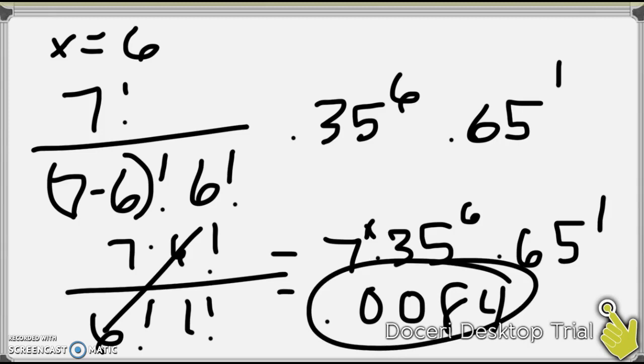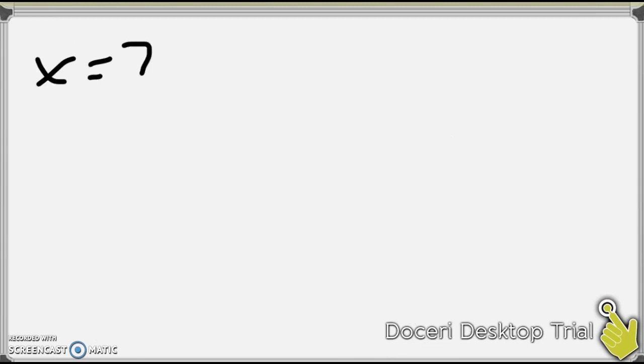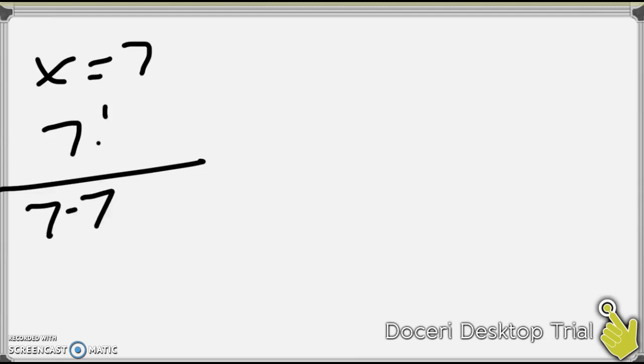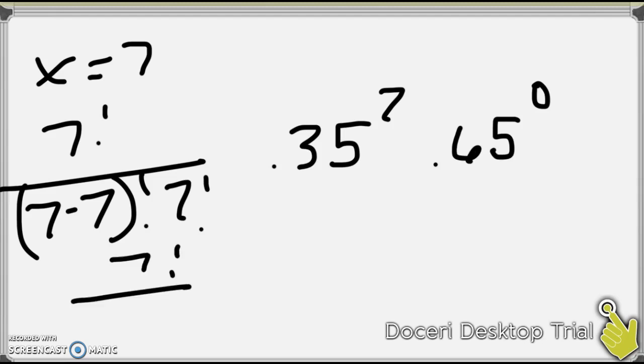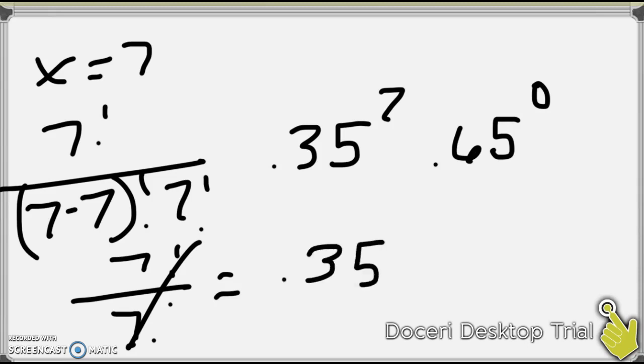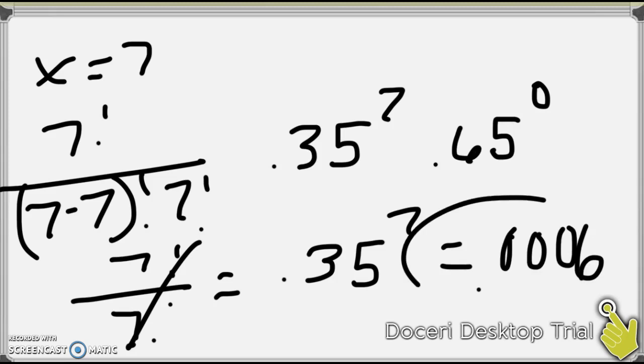Now the probability that x equals 7. So 7 factorial over 7 minus 7 factorial over 7 factorial is 0.35 to the 7th and 0.65 to the 0. Here you're going to get 0 on the bottom factorial, and that's 1. And then the 7 factorials cancel, so that's just 1 times 0.65 to the 0. That would be 1. So basically you're left with 1 times 1 is 1. So 0.35 to the 7th, which is 0.0006.